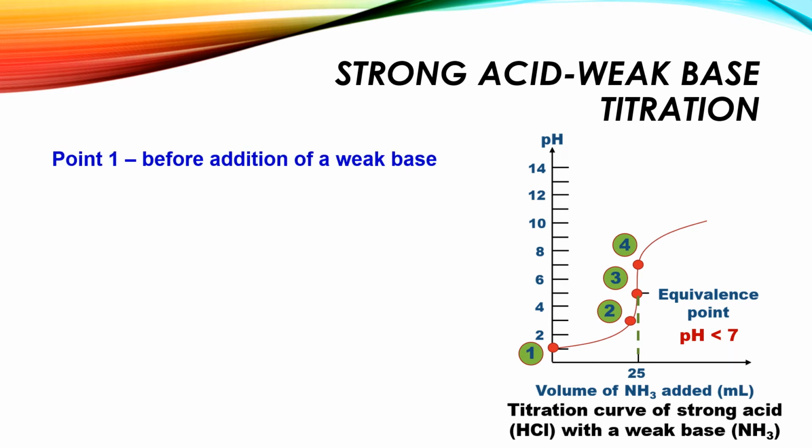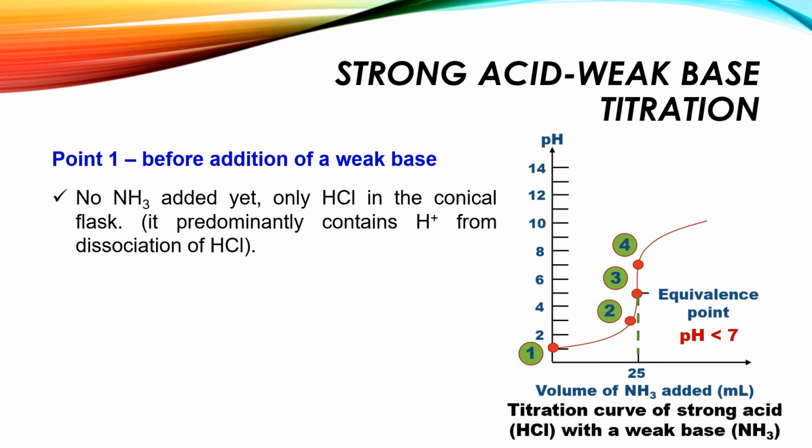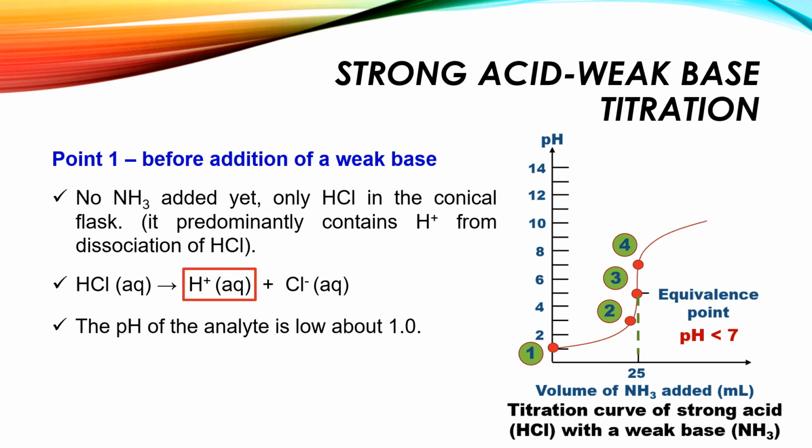Let's start with point 1. At this point, no ammonia is added yet. Therefore, only hydrochloric acid is in the conical flask, which means it predominantly contains the H+ ions from the dissociation of the hydrochloric acid. Thus, the pH of this analyte is low, about 1.0.